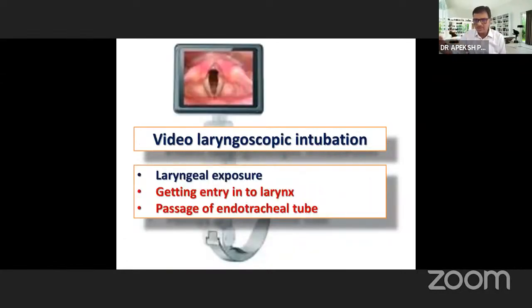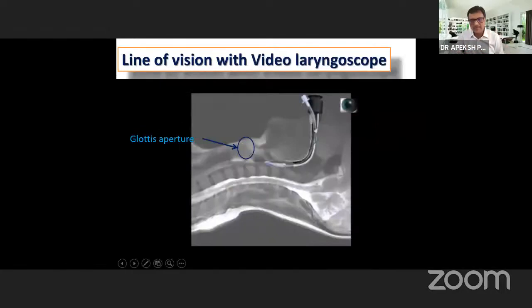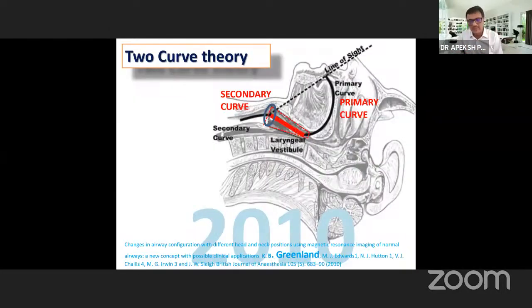Again, there are three components of laryngoscopy. First, laryngeal exposure. Second, getting into the larynx. And third, passage of the endotracheal tube. And this is where we explain how a video laryngoscope works. We discussed the primary curve and secondary curve. If you look at the meeting line between the primary curve and secondary curve, it is in the laryngeal vestibule.